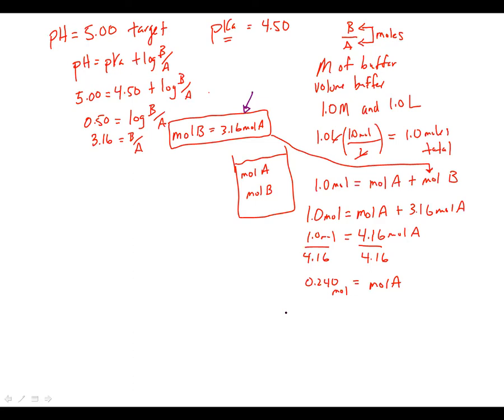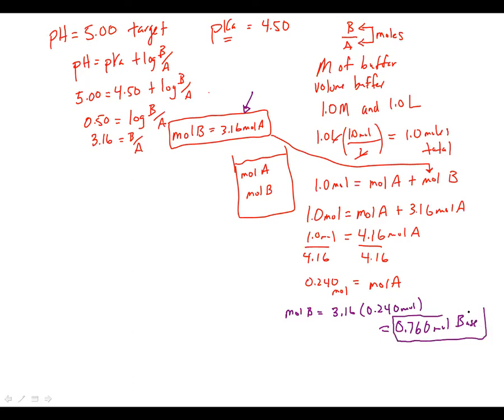So to find the moles of the base part of the buffer that we need, we would take 3.16 times the moles of our acid, which is above. And that would tell us that to make this buffer and have the right amount of moles of our base, we need to put 0.760 moles in of our base.